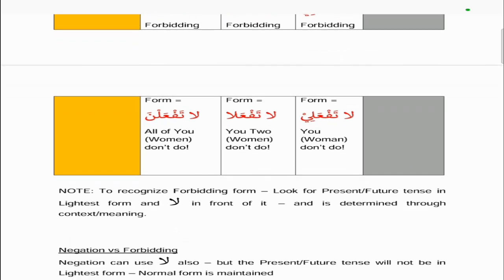And just to note, to recognize the forbidding form, look for the present tense in the lightest form with the la in front of it. And sometimes this is determined through context as well.